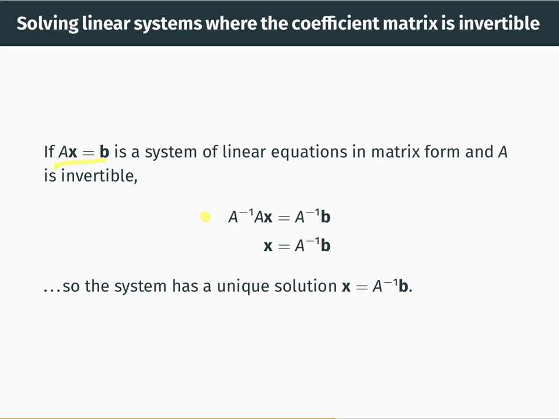Since matrix multiplication is associative, I could bracket this matrix product here if I liked as A inverse times A, times X. But A inverse times A by definition is the identity matrix, and multiplying by the identity doesn't do anything. So what you have on the left there is simply the variables X. What you have on the right is A inverse times B, which will be a certain column vector. So what these manipulations show is that the linear system AX equals B has the unique solution X equals A inverse times B when A is invertible.